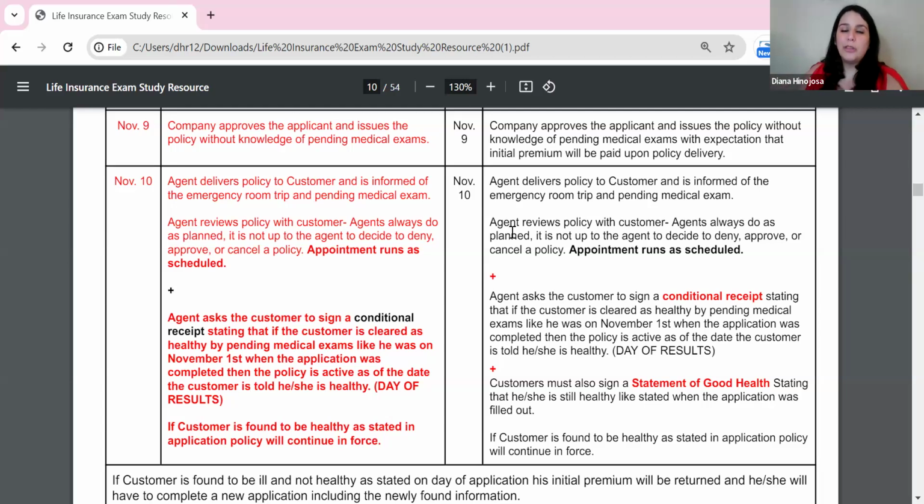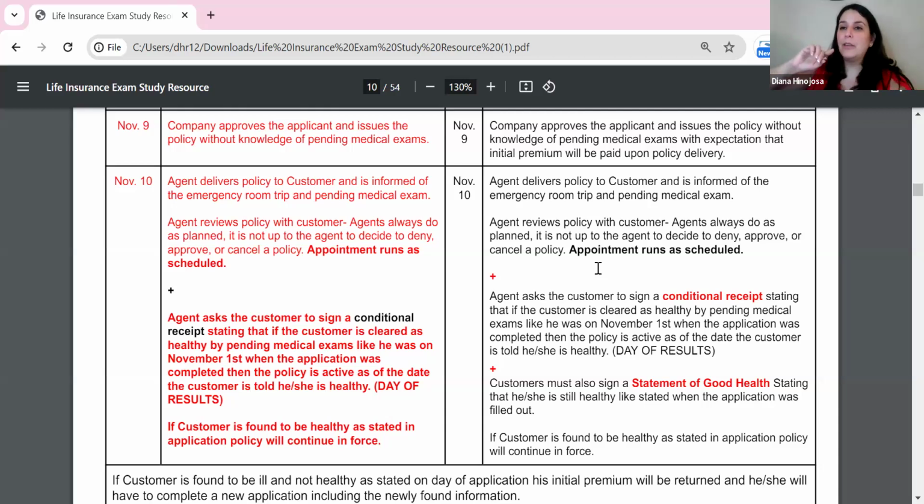So again, we show up on the 10th. We're excited. We're like, hey, here's your policy. They tell us they got sick and they're waiting for the doctor to give them news. Okay, so we're going to run the appointment like normal. Here's your policy. Here's what you're paying, whatever. We're going to get that conditional receipt signed just like we did in the other scenario, because we have to tell them, if you're healthy, great. Everything's going to continue as is. If you're not healthy, we're canceling this. We're going to give you your money back and we're starting over.